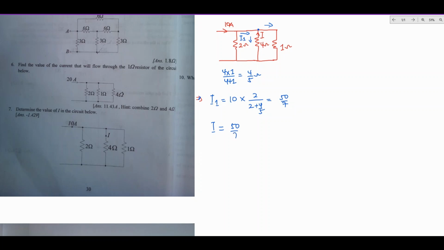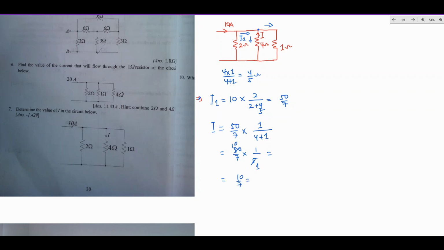So I will be equal to 50 on 7, multiplying 1 ohm, divided by 4 plus 1, right? So that would be 50 on 7 times 1 on 5. Okay, this is what you're going to have. So let's see what you're going to get. 5 will go into 50 10 times, so then we are going to have 10 on 7.